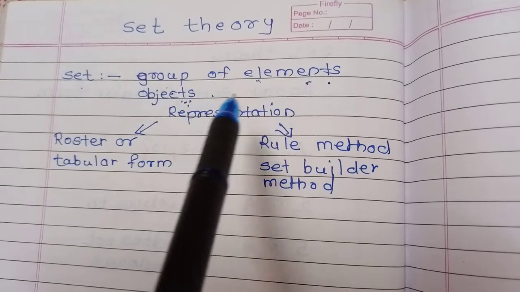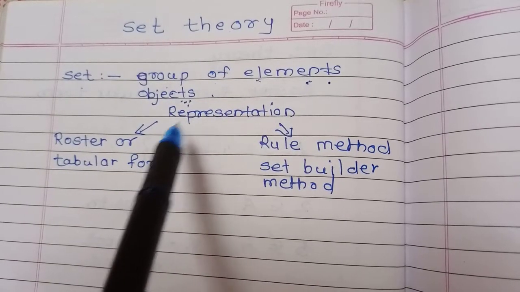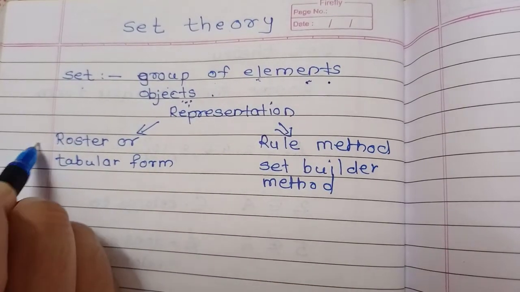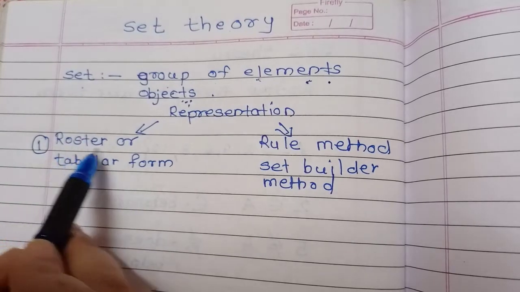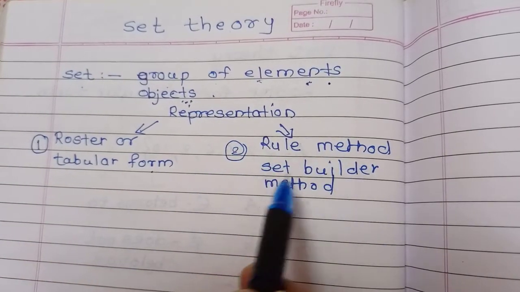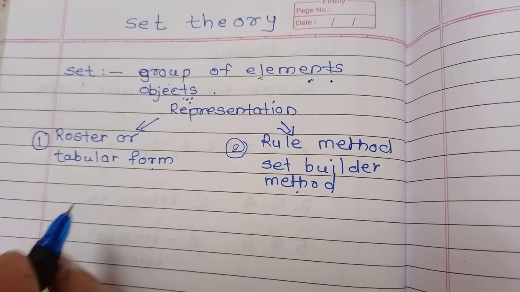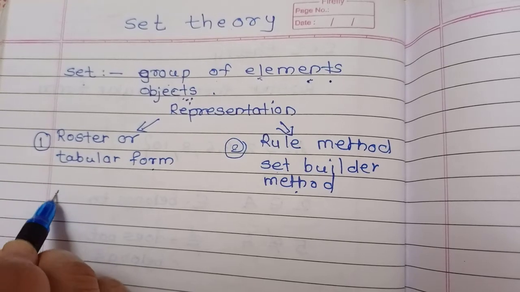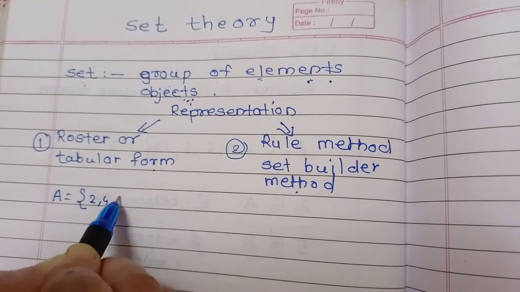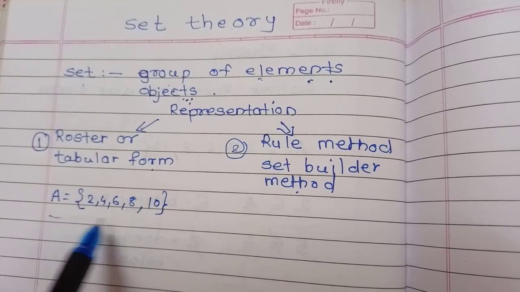So I will write here a set, but before that we should know how we can represent the set. There are two methods for representation of a set. The first one is the roster or tabular form, and the second one is the rule method or set builder method. So I will write here a set: set A is the set of 2, 4, 6, 8, 10. This is the tabular form.